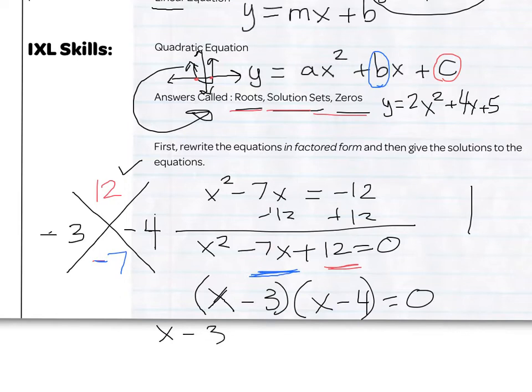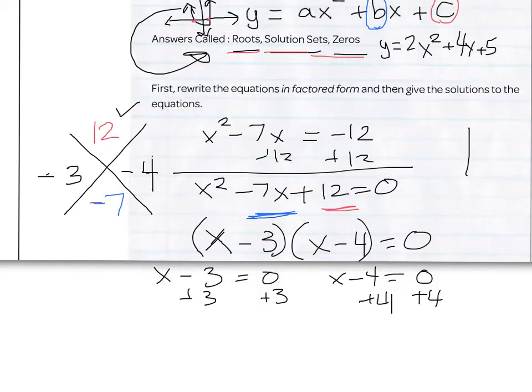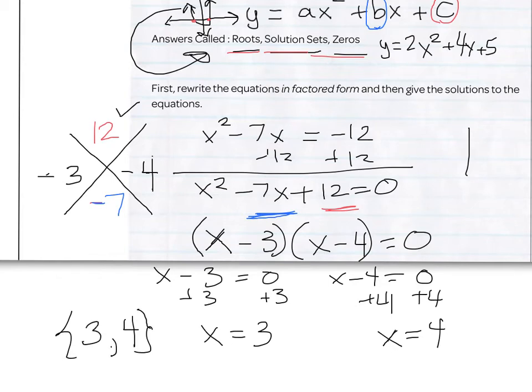So I'm going to say x minus 3 equals 0, and then x minus 4 equals 0. Now I'm going to solve them by adding 3 to both sides, and here adding 4 to both sides. To do that, I'm going to end up with x equals 3, and over here x equals 4. And those are my two solutions. Sometimes you see it written inside of brackets, so it'll be 3, 4, which means there are two answers to this problem, 3, 4. Sometimes people leave it like this, x equals 3 and x equals 4.